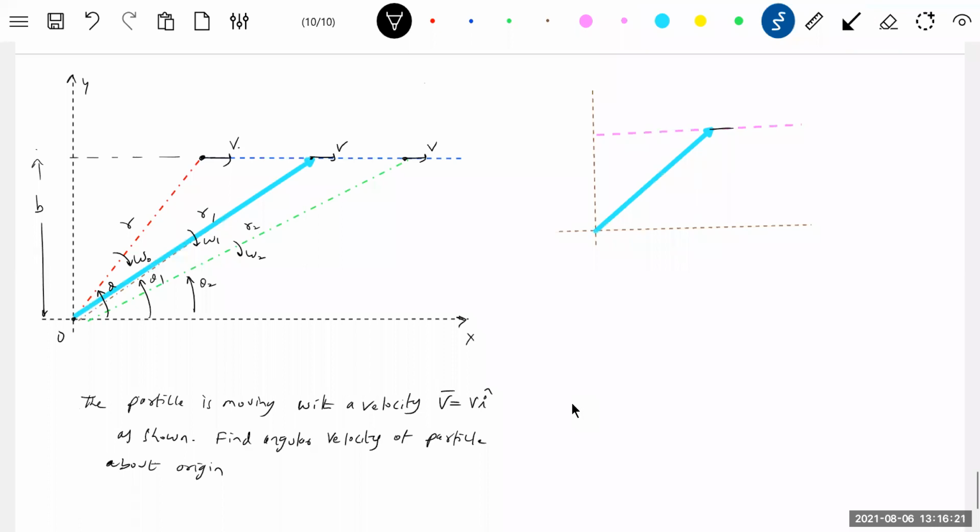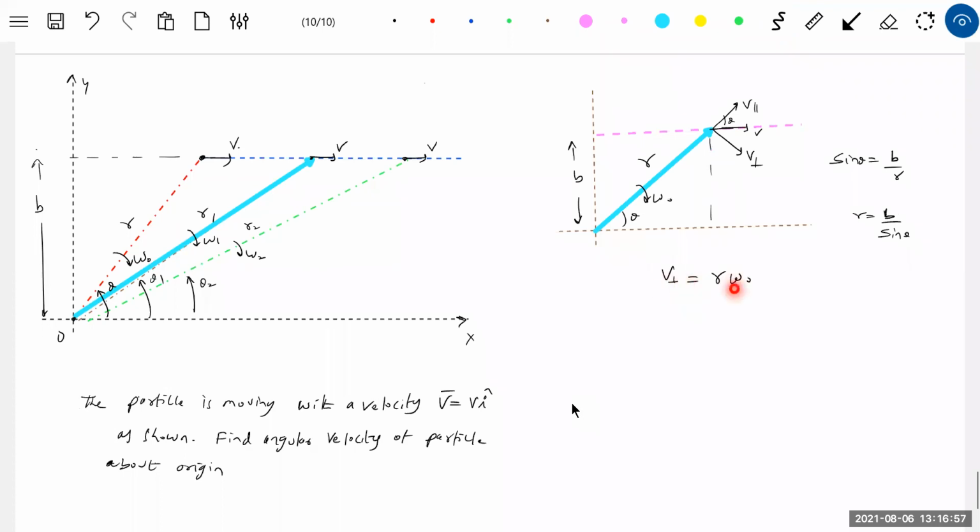Now this was the velocity v. I'll resolve this velocity into two components: one v perpendicular, the other v parallel. This is r, let this be theta. If this is theta, this will be theta. Then how do you define angular velocity? v perpendicular equal to r omega naught. And this information is given for us: sin theta equal to b by r, so r equal to b by sin theta.